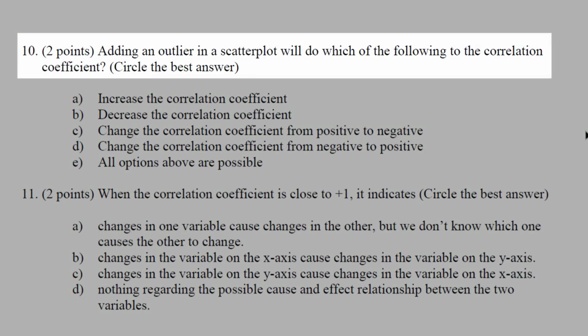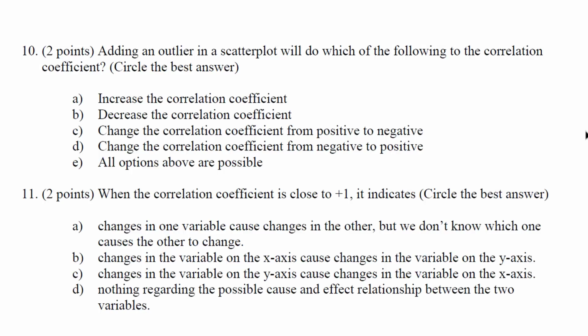Question 10 deals with the influence of outliers in a scatterplot. So we have a lot of things that an outlier can do. Let's look at a few things right here. Can an outlier increase the correlation coefficient? Let's take a look at an example.